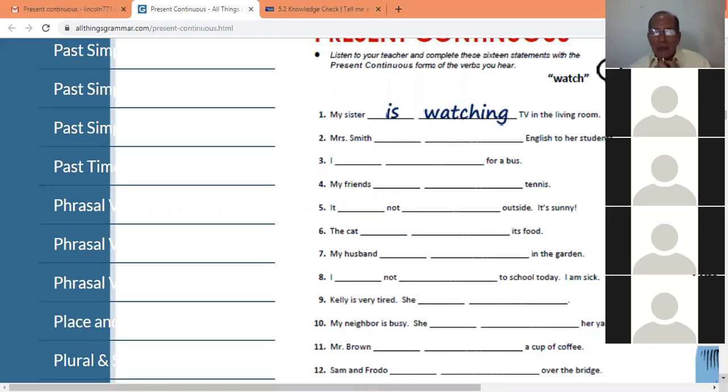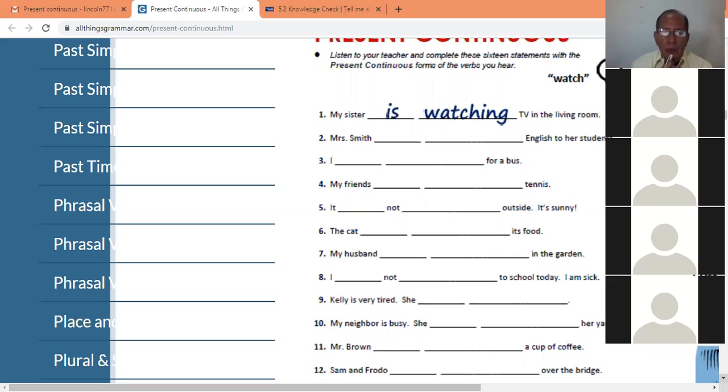Emolina, number eight. Ernesto, number nine. I'm not going to school today. I'm sick. Okay, Ernesto Palacios, number nine. Kelly, she's sleeping. She is sleeping, okay.